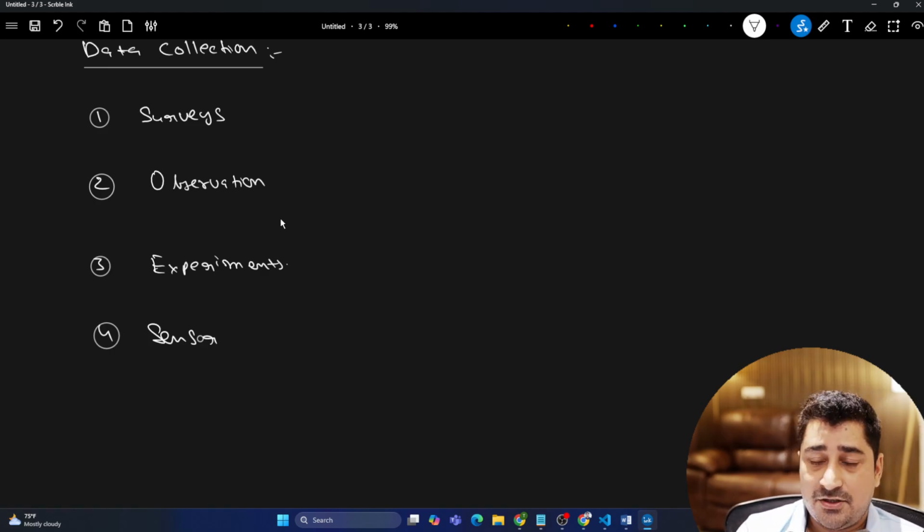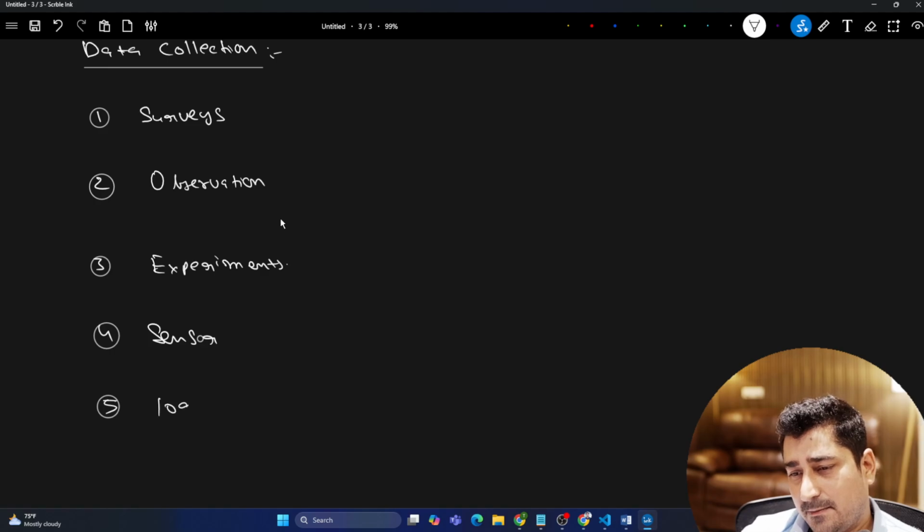Whether it's agriculture, healthcare nowadays, automobile, or space technology, everywhere we are trying to use sensors heavily so that we will be able to do the analysis of the data. Now, the fifth part is basically logs.